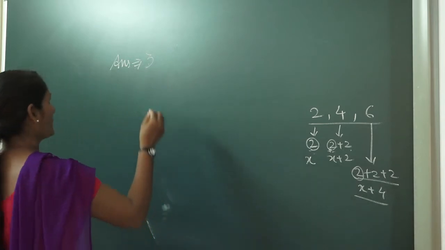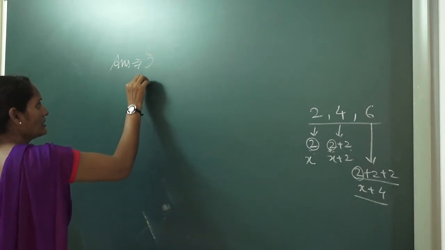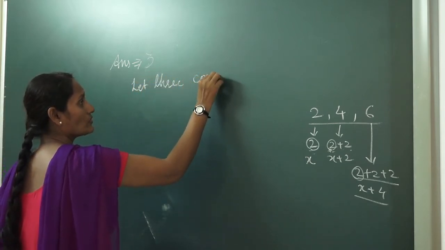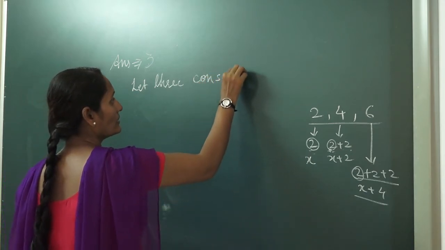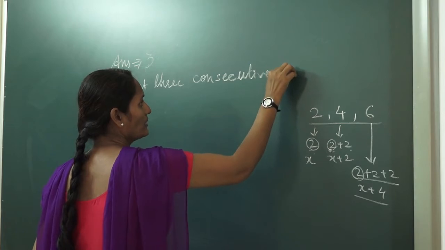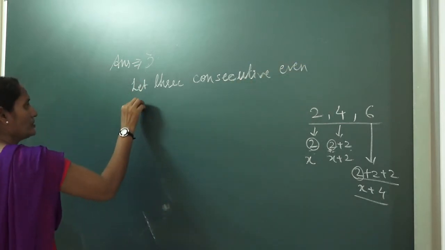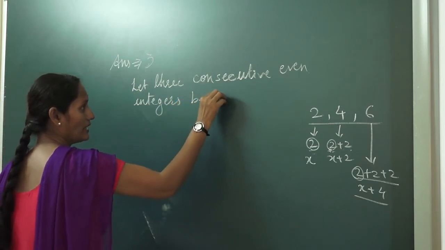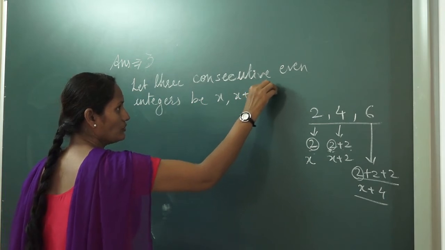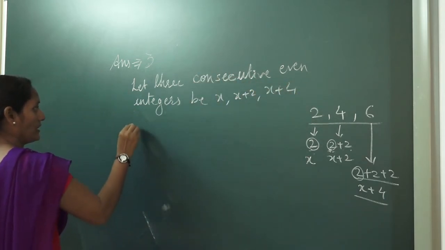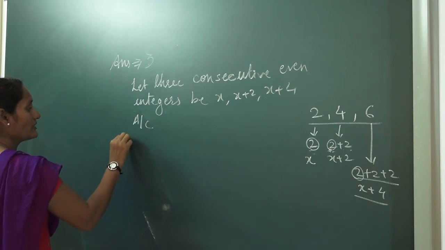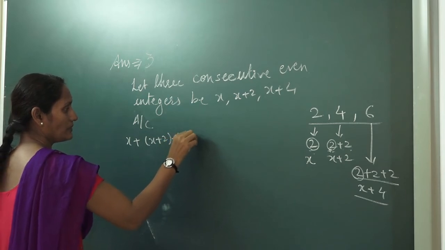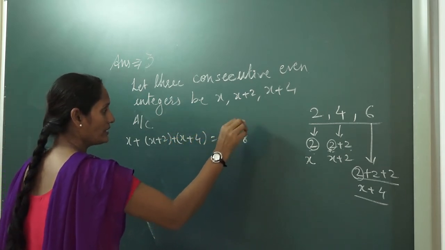Okay students? So answer is, let 3 consecutive even integers be x, x plus 2 and then x plus 4. According to condition, what is given? The sum x plus 2, x plus 4. Their sum is equals to 108.